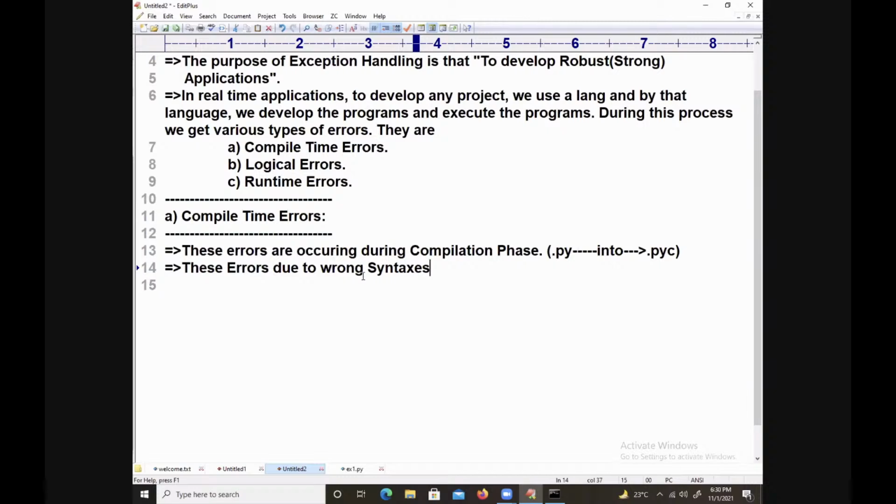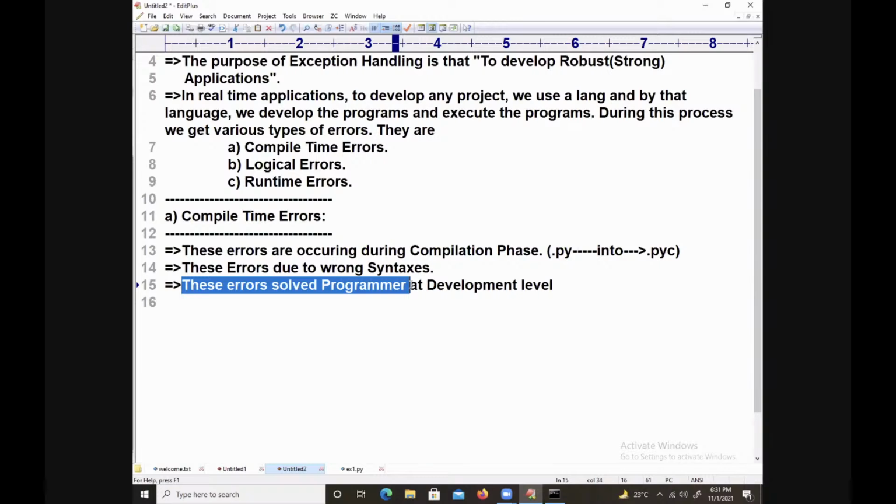Okay, fine. Who will solve these errors? Programmer only will solve it. Excellent. Developers only will solve it. So these errors are solved by programmers. During what time? At development level. During development level these errors are solved by programmers.